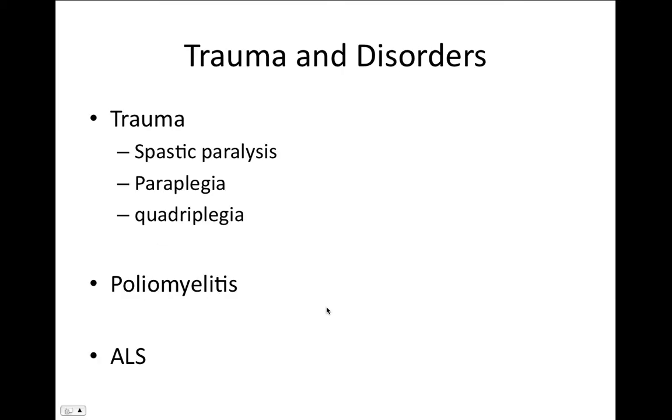So what are some different traumas and disorders? Well, obviously we know about paralysis. So spastic paralysis would be where you have some cut from the central nervous system. There's no communication from the central nervous system out to the peripheral nervous system.